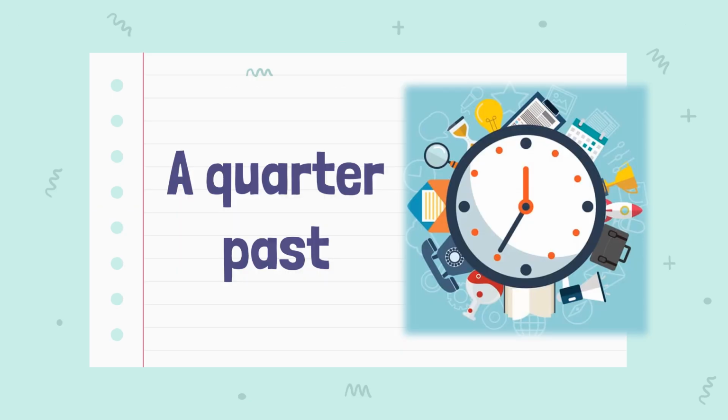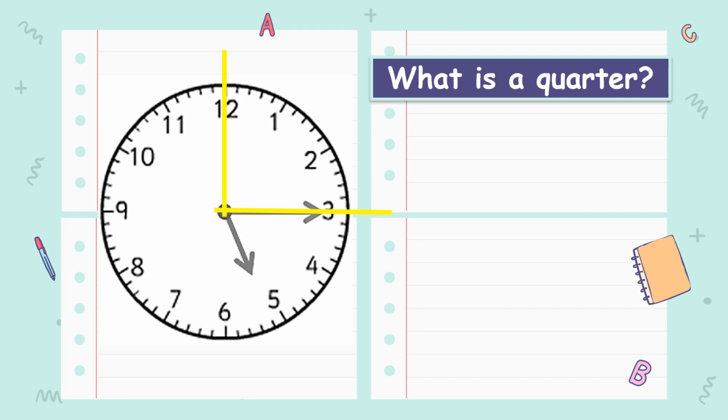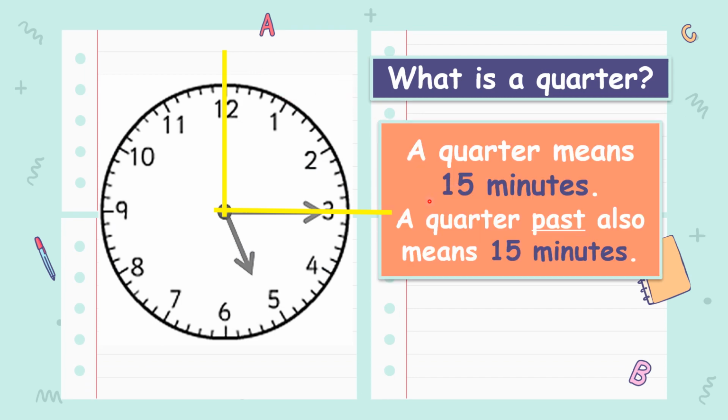Now, we're going to learn a quarter past. A quarter past. So what is a quarter? A quarter means 15 minutes. A quarter past also means 15 minutes. So let's see, is this 15 minutes here? Let's count together. 1, 2, 3, 4, 5 minutes, 6, 7, 8, 9, 10 minutes, 11, 12, 13, 14, 15. 15 minutes.